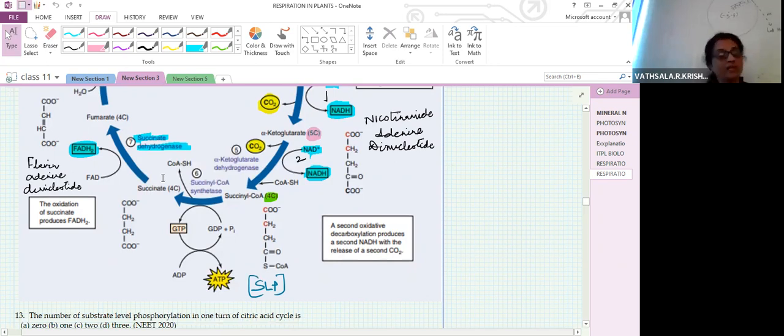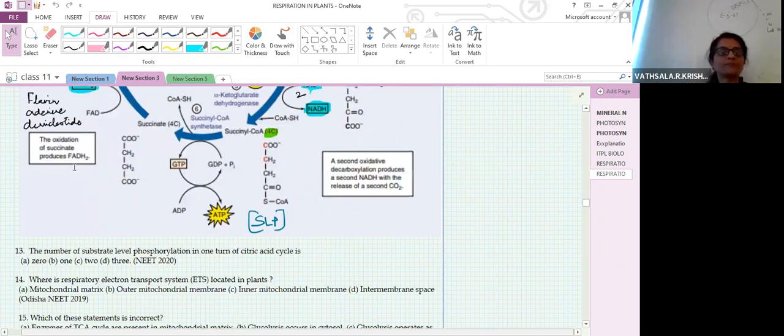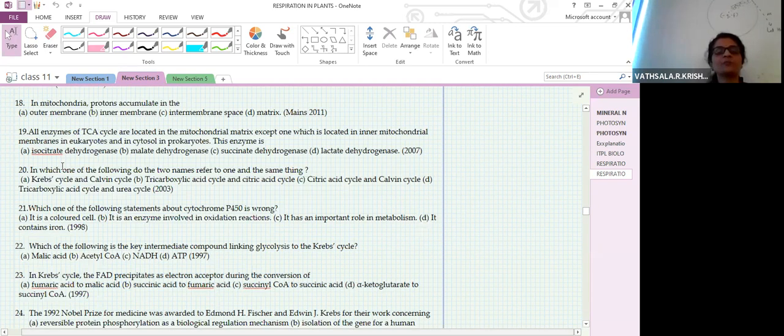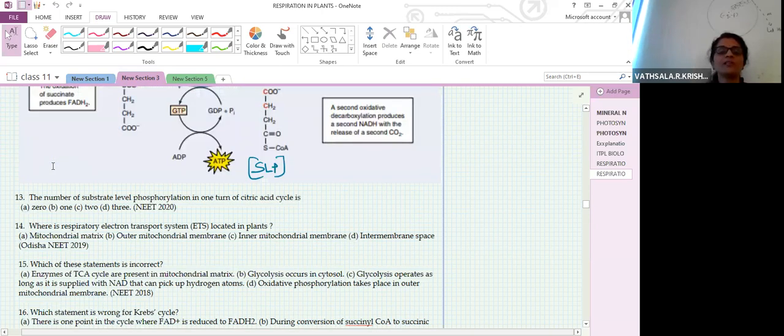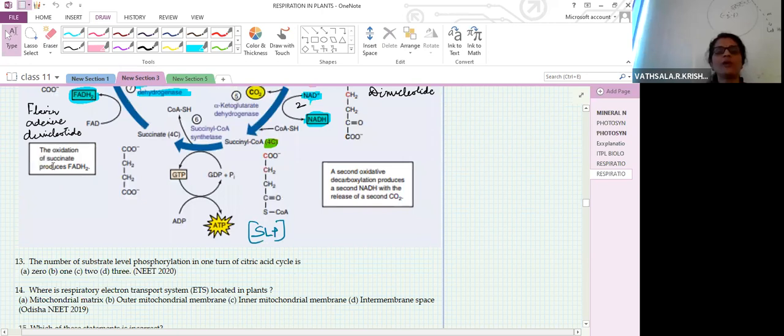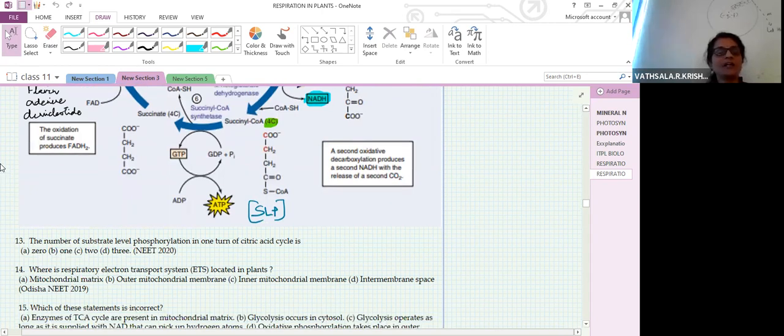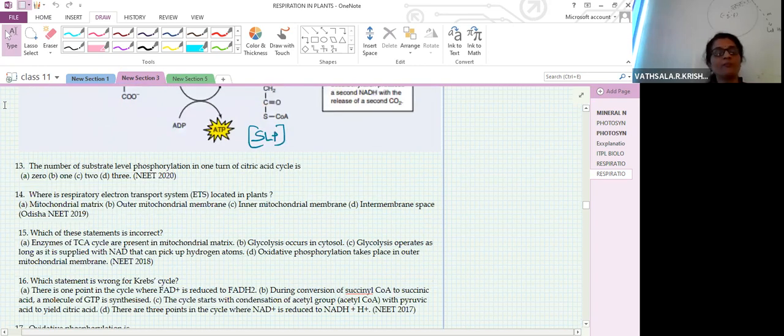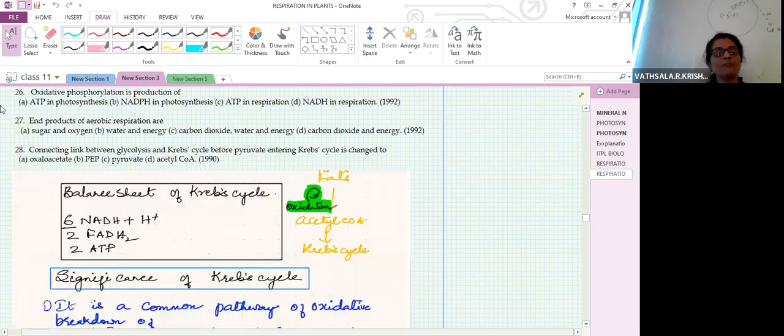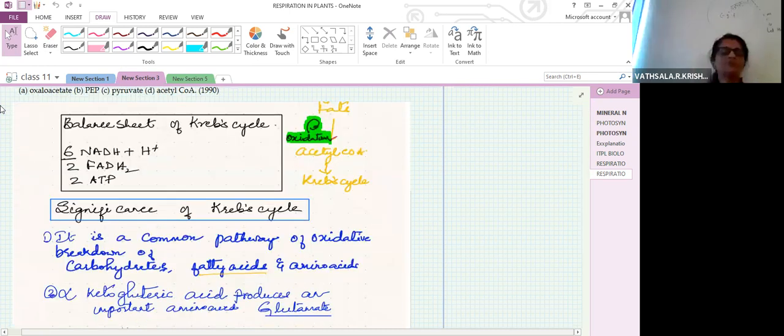That is a very important point. So there 2 FADH2 and 2 ATP. That's substrate level phosphorylation. Substrate level phosphorylation takes place when succinyl-CoA loses coenzyme A and becomes succinic acid. So this is the balance sheet: 6 NADH, 2 FADH2 and 2 ATP.